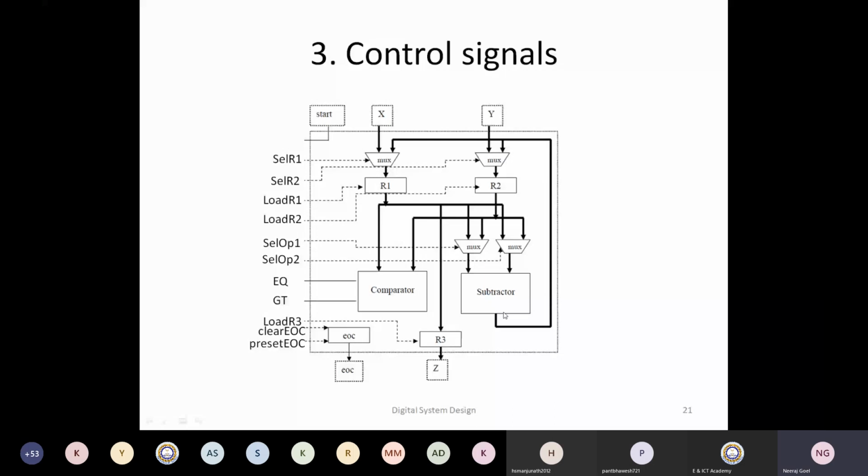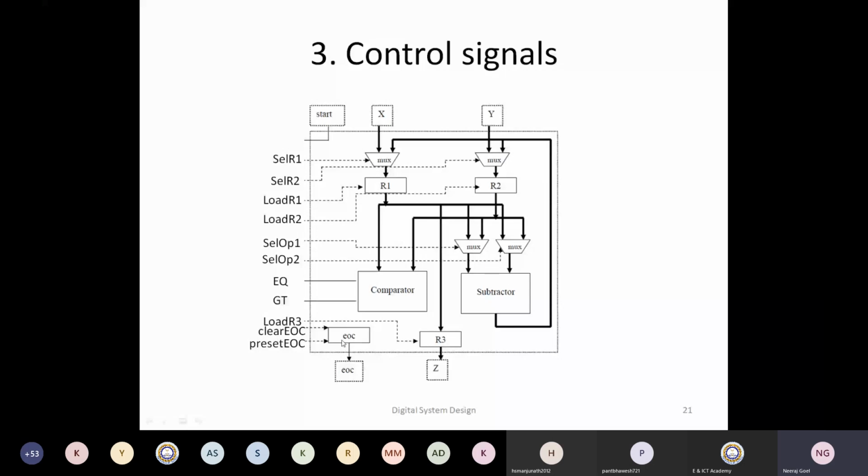Okay, so similarly here also for these two muxes we would require either select op1 and select op2, and the comparator would generate these two results, equal and greater than. So this equal and greater would be the input to my control unit. And this R3 would also require load R3 as an input signal, and EOC would require two input signals.